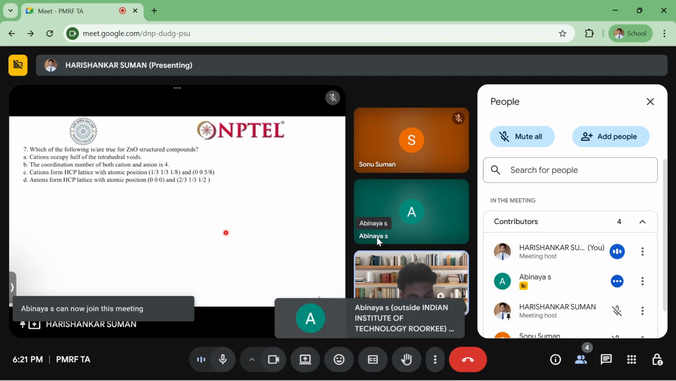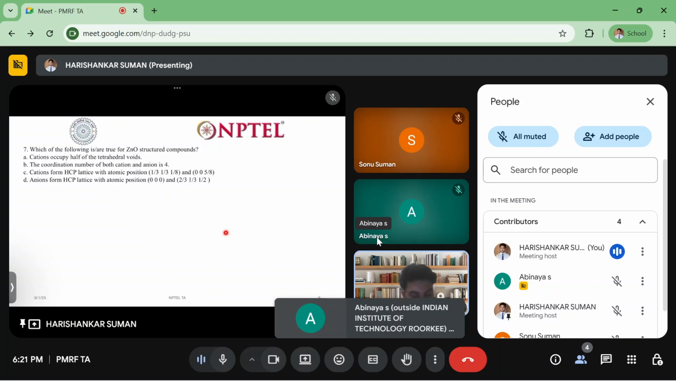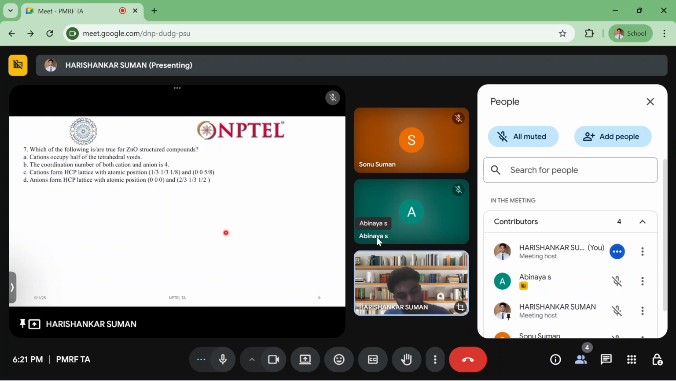Yes, please answer. The cation occupies half of the tetrahedral voids. The coordination number of both the cation and anion is 4. The cation forms an HCP (hexagonal close-packed) lattice with atomic positions 1/3, 1/3, 1/8 and 0.005 by 8, while the anion forms an HCP lattice with atomic positions 0, 0, 0 and 2/3, 1/3, 1/2.